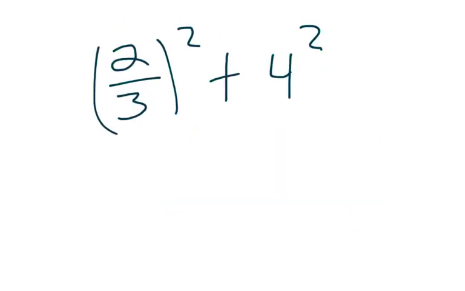Alright, and last but not least. Now this one's a little tricky, but we'll go through and work it out. So this time we have a fraction to the power, like we just talked about a couple lessons ago, plus 4 to the second power. So remember, when you have this, that means you got 2/3 times 2/3 plus 4 times 4.